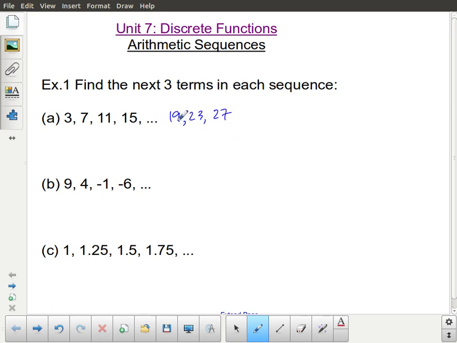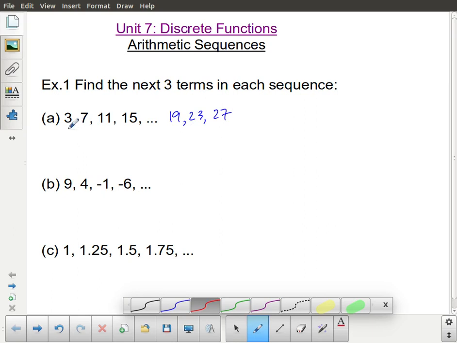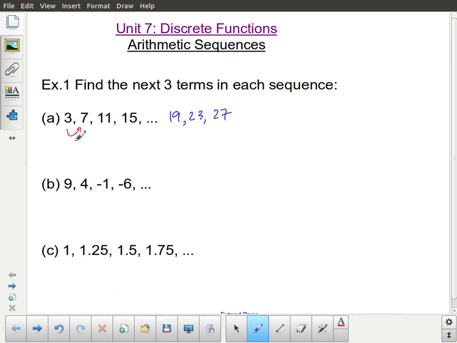Now hopefully you see where I got those from. What's happening here is to go from 3 to 7, I'm adding the number 4. And then from 7 to 11, I added 4, and then of course 15 plus 4 gives me 19. 19 plus 4 gives me 23, and 23 plus 4 gives me 27.